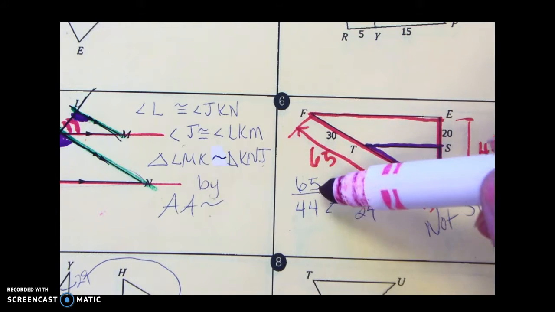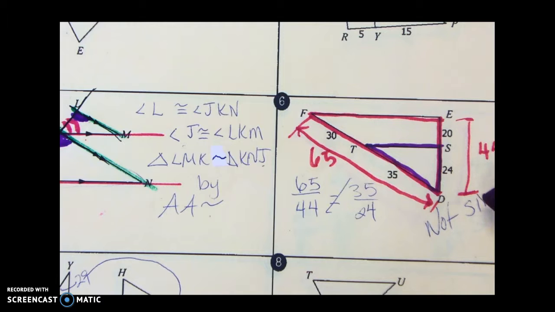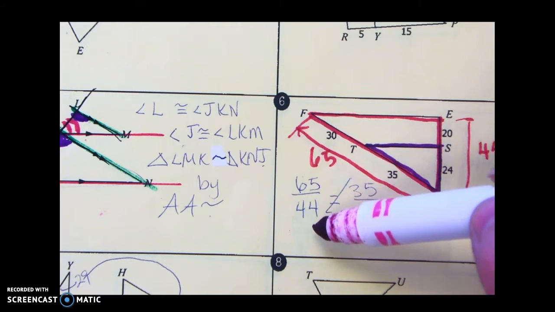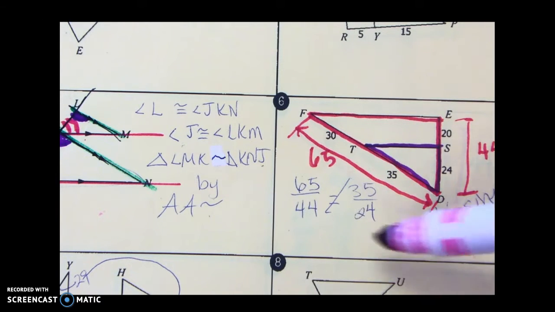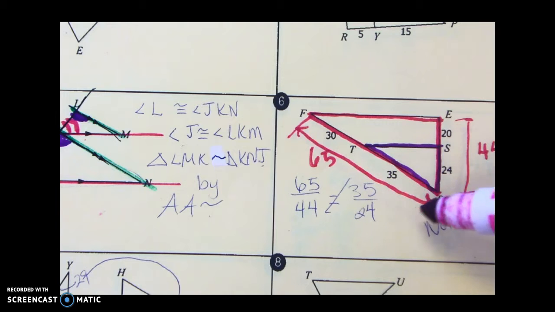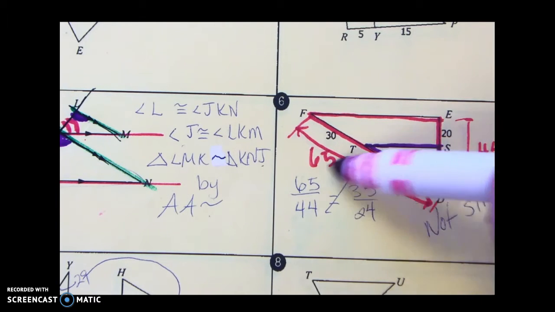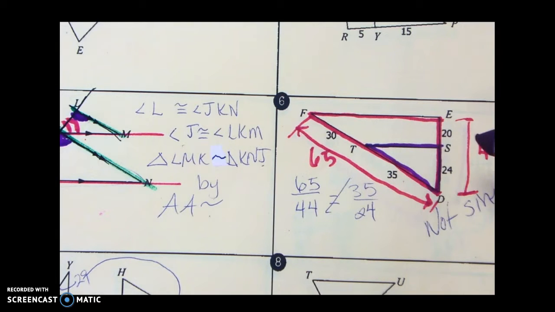So, large triangle, longest side, 65 over 44. Is it similar to the smaller triangle, start with the larger side, 35 over 24? There's no way these can be reduced to become the same number, so no, not similar.